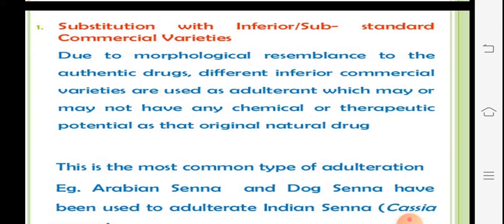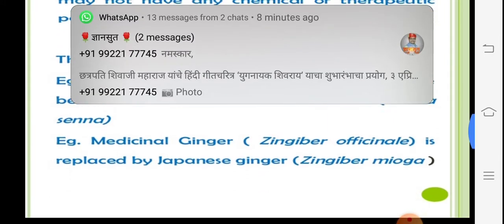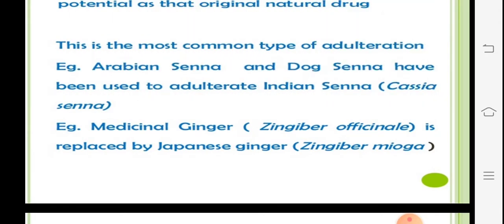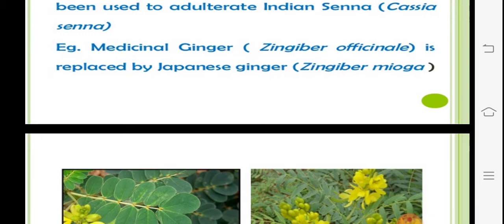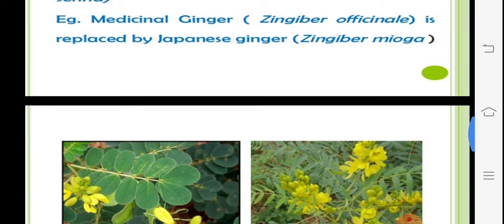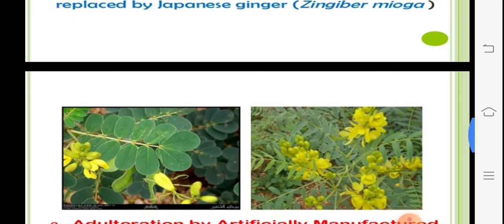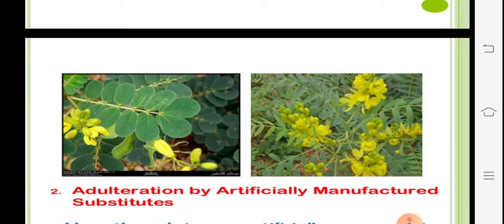Like this one, sonamukhi we say in Marathi, Cassia angustifolia, right? Then next, medicinal Zingiber officinale, ginger. It is replaced by Japanese ginger, Zingiber mioga. So remember these two species. These are the good photographs of, suppose, the senna leaves and our Cassia auriculata, tarwad. Its leaves are added into this one.